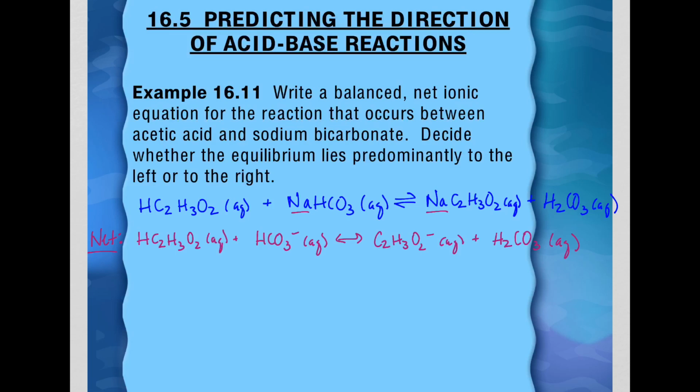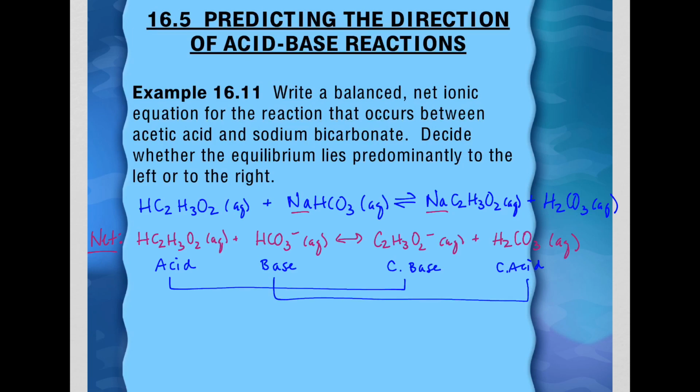So what I see is that I know that this is an acid, and this is going to be a base. So by default, this must be our conjugate base, and this must be our conjugate acid. So those are our pairs. That's one pair, that's the other. But if I want to know which direction the equilibrium is going to shift, I need to compare the Ka's and Kb's for all of these.